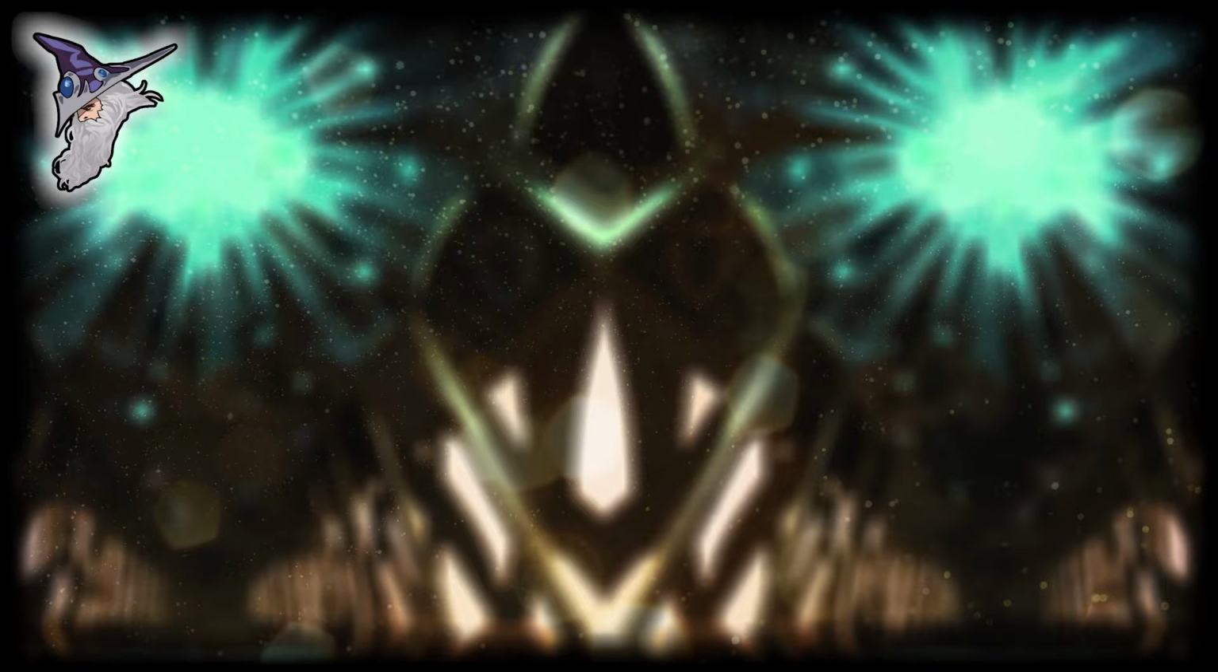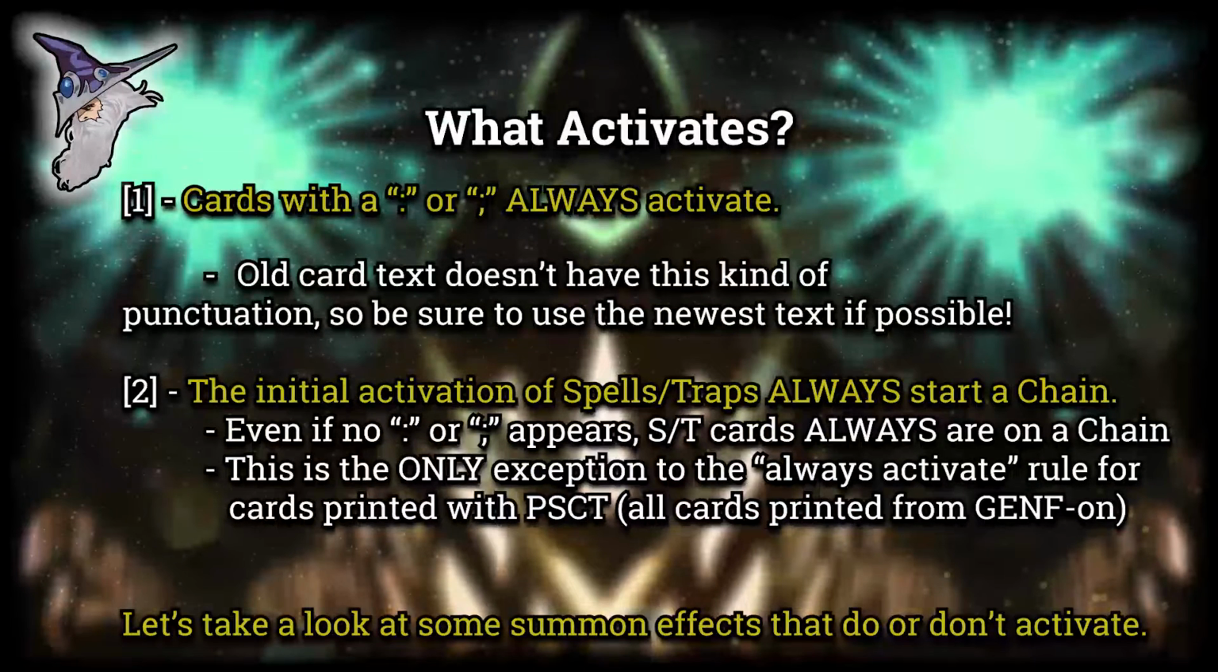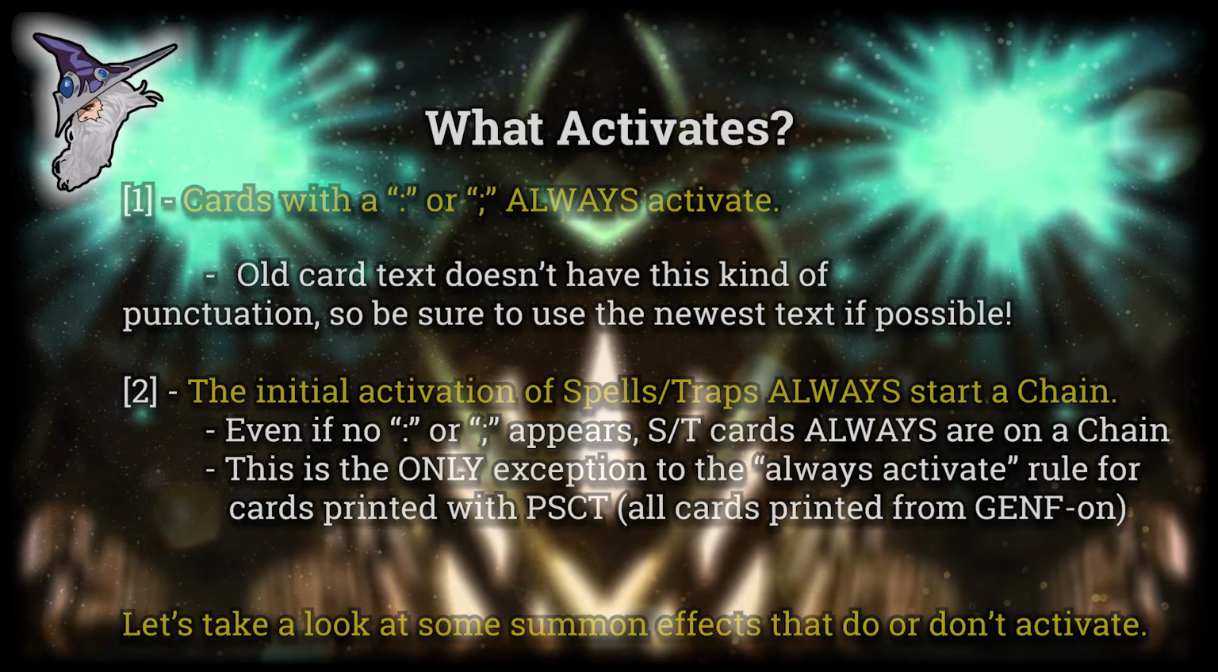An essential concept to understand is that all cards using new card text will show if they activate, and therefore start a chain, through the use of colons and semicolons. Be aware that the initial activations of spells and traps will always start a chain. If a card or effect doesn't have a colon, and I cannot stress this enough, it does not activate. Let me show you some examples of monsters whose text, which includes effects and procedures, do or don't activate.